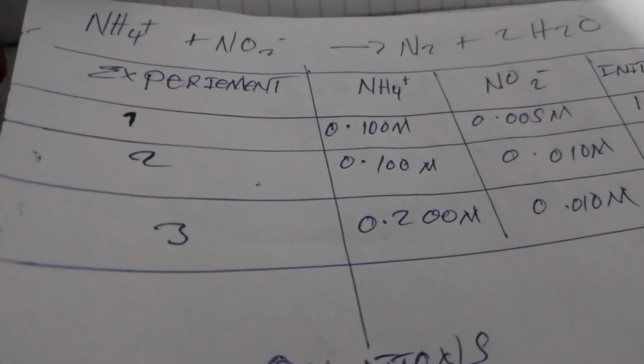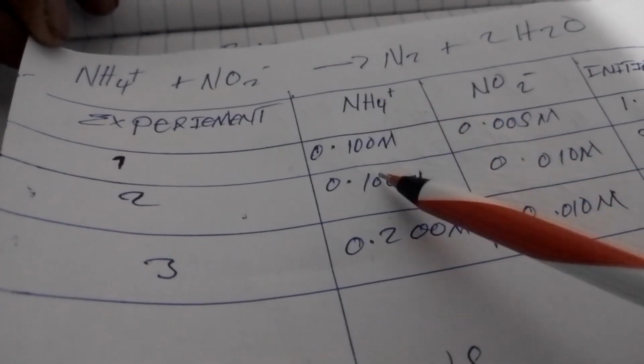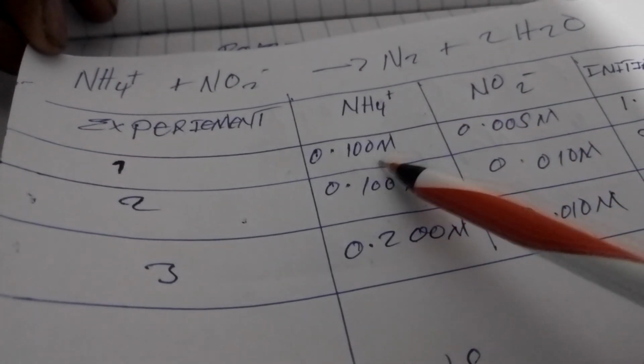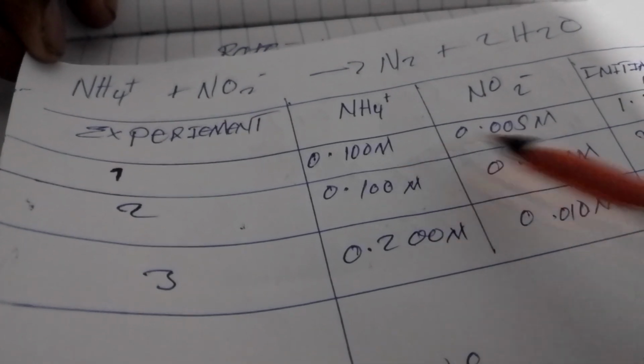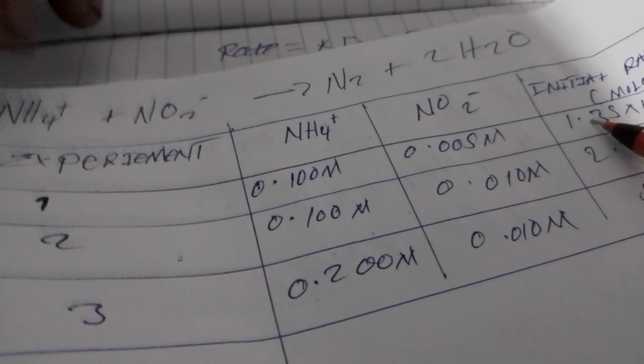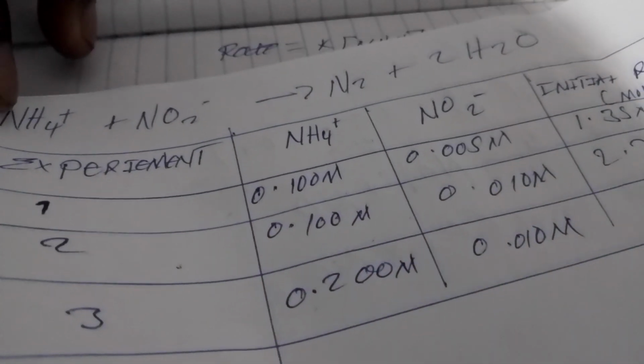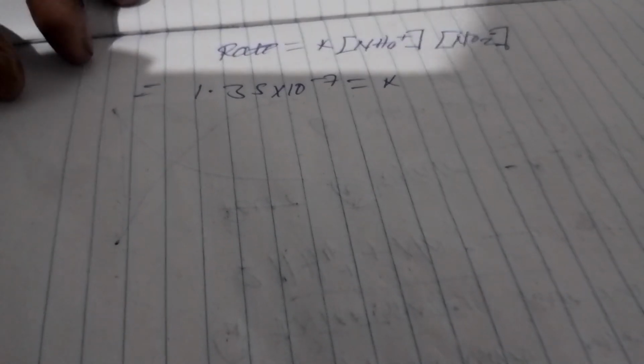So for instance, if we go with experiment number 1, the ammonium and nitrate are going to have 0.100 molar. Same applies with nitrate. Same applies with the initial rate. So which means we are looking at experiment number 2. So shall we go ahead?